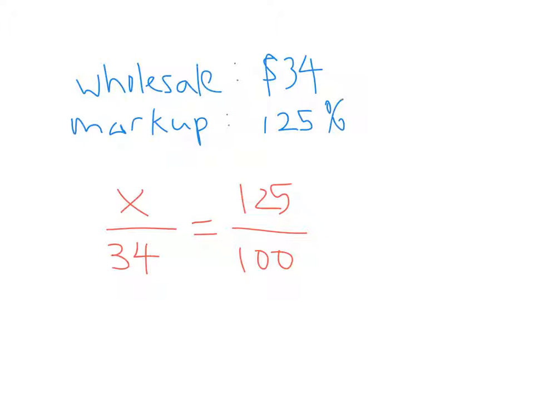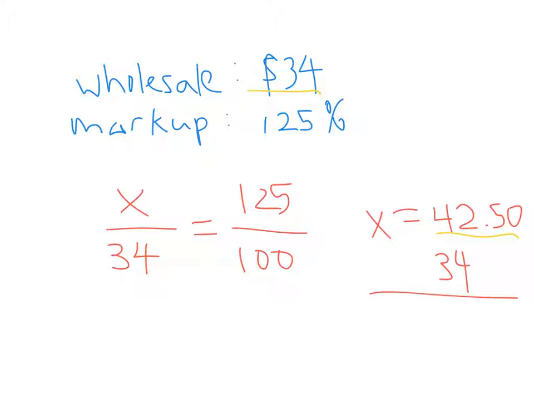So I'm going to solve for the new price. I'm going to do 34 times 125 divided by 100, and that will give me $42.50. But don't forget, I've got to add this back on to the original wholesale price. So it's going to be $42.50 plus $34. So my new price, the price that the consumer would pay, would be $76.50.